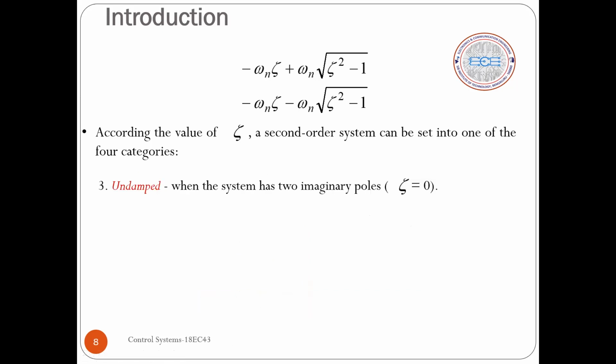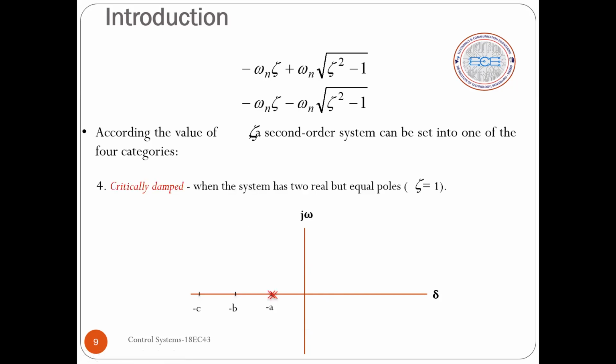Okay, and we have the third category, that is undamped condition, where roots lie on the imaginary axis. It is marginally stable. If one more pole lies on the axis, then it will enter the unstable condition. So we call it marginally stable situation, because we have two poles on the imaginary axis. For zeta equal to 0, undamped condition.